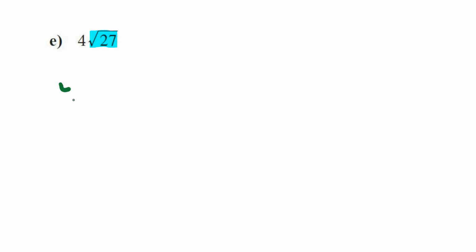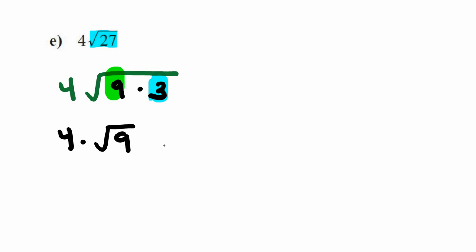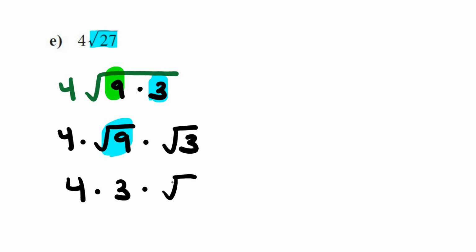So root 27, think of 2 numbers that multiply to 27 where you could create a perfect square. So I'm thinking of 9 times 3. And then after that, you can break this up into 2 individual radicals. So this will be 4 times root 9 times root 3. And root 9 is going to be 3, right? So 4 times 3 times root 3.